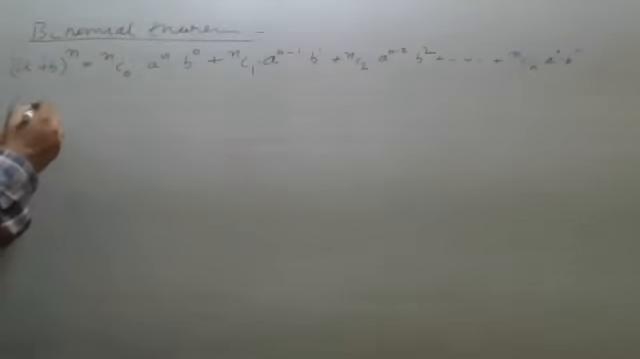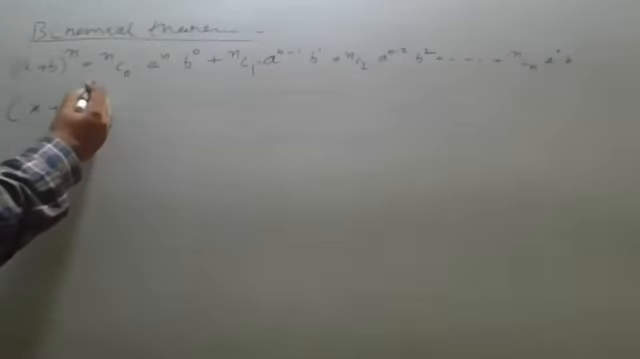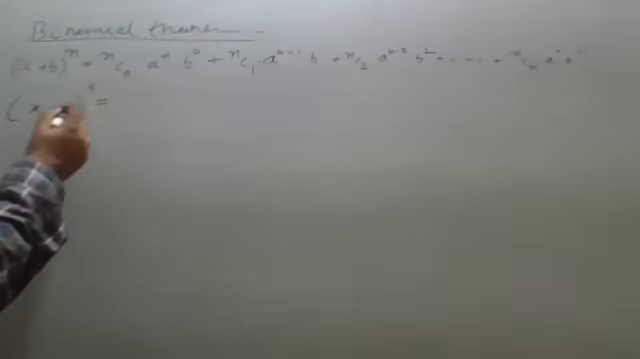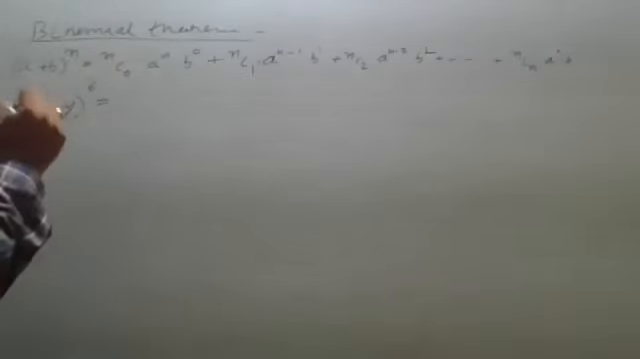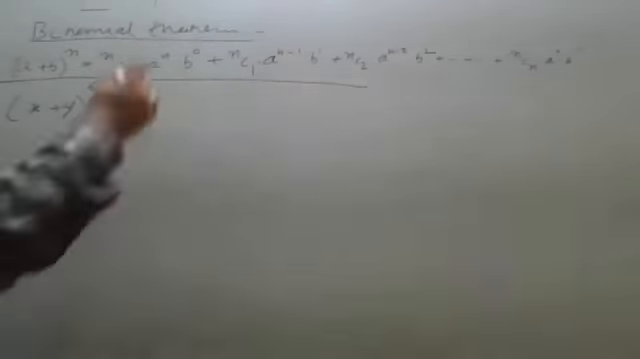If you want to expand (x plus y) whole to the power 6, what will be the expansion using the formula? The value of n is 6. And always remember, factorial 0 equals 1. Okay? Factorial 0 equals 1.